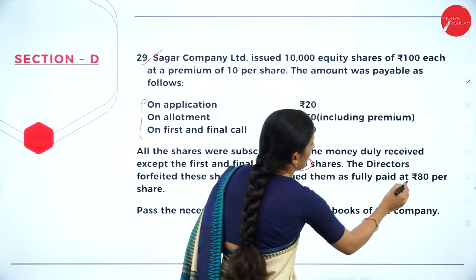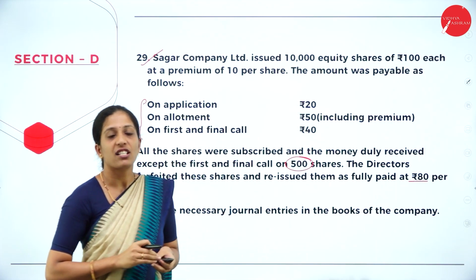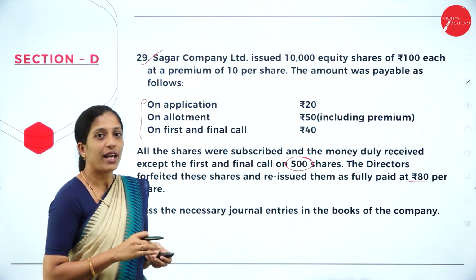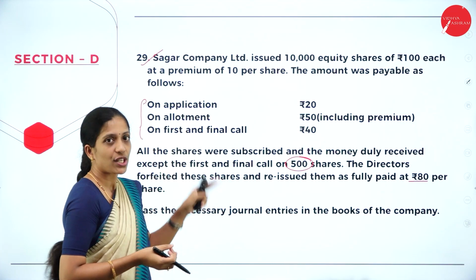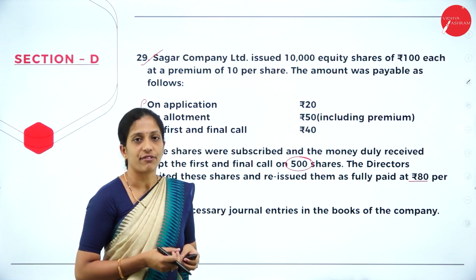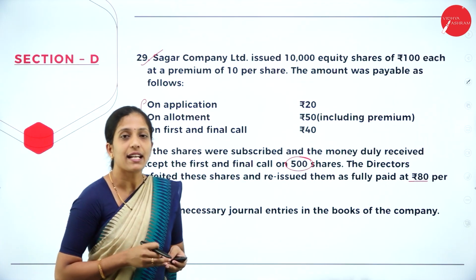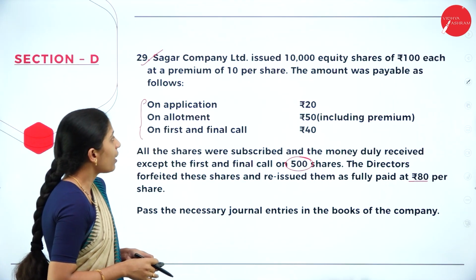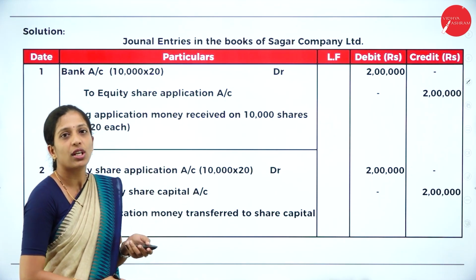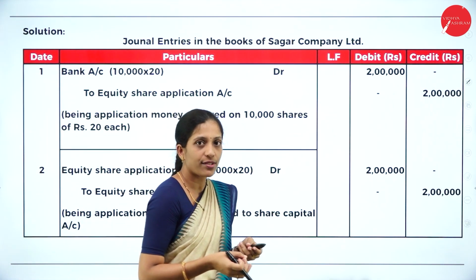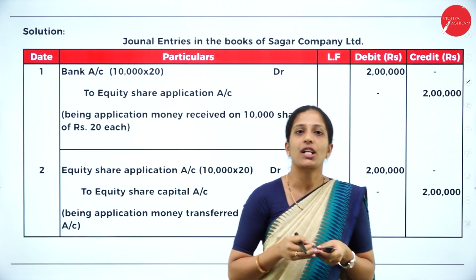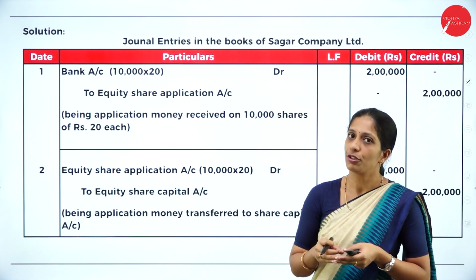Now they have clearly given, so you will 100% get a problem on shares where it will be issued under 3 stages: application, allotment and first and final call, where it has to be forfeited and then it gets reissued. So you have to know the exact 9 journal entries, where under application stage 2 entries, allotment stage 2 entries, first and final call 2 entries.